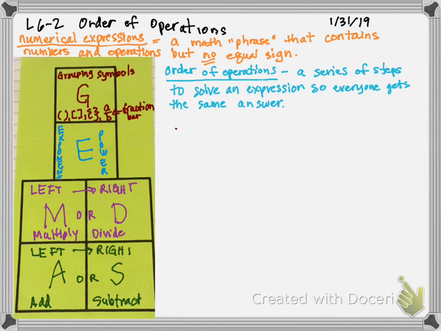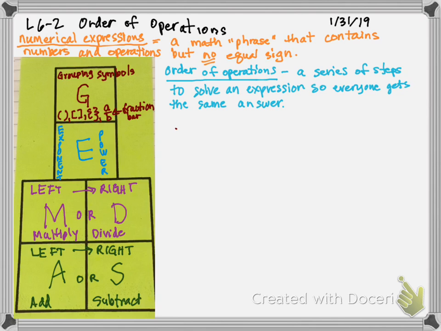Now, I'll give you a little hint why this is the proper order, because if we did adding and subtracting first and then multiplication and division, we could come up with a bunch of fractions. So this is why we got to do the multiplication or division first. It just takes its priority.